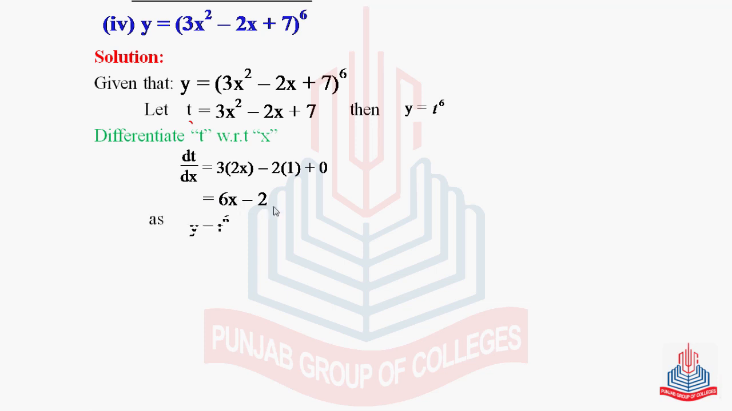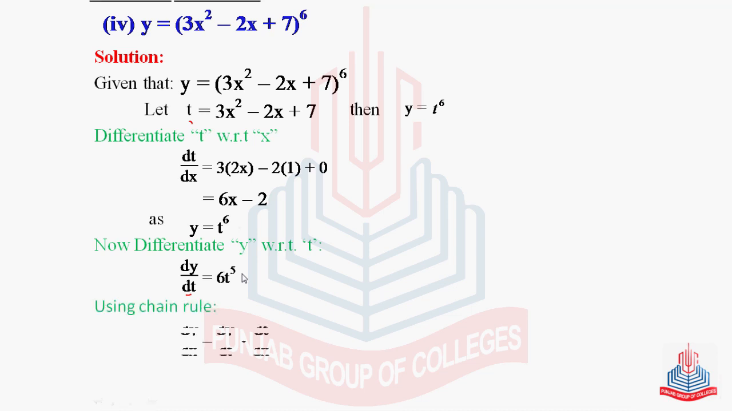As y was equal to t⁶, when we differentiate y with respect to t, this will become dy/dt, and by using the power theorem, this will become 6 into t raised to the power 6 − 1, which is 5. Using the chain rule, dy/dx is equal to dy/dt into dt/dx.